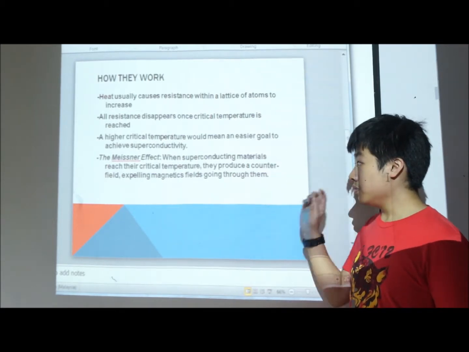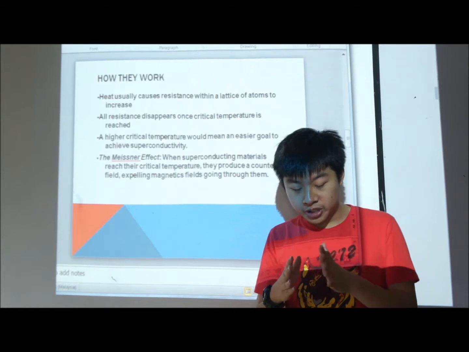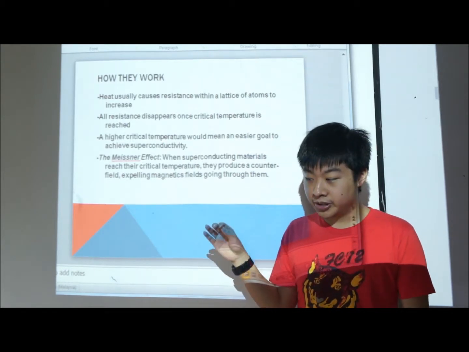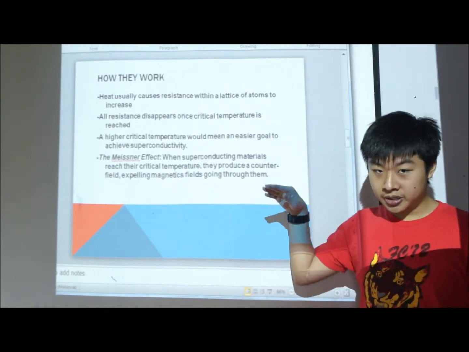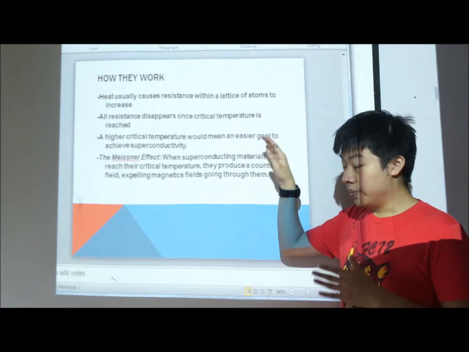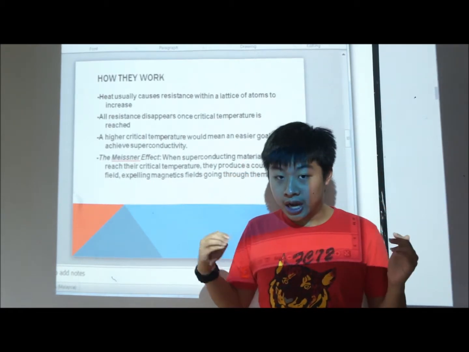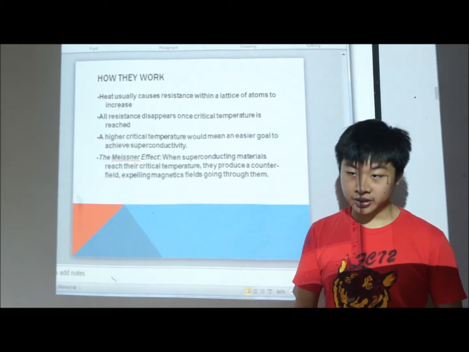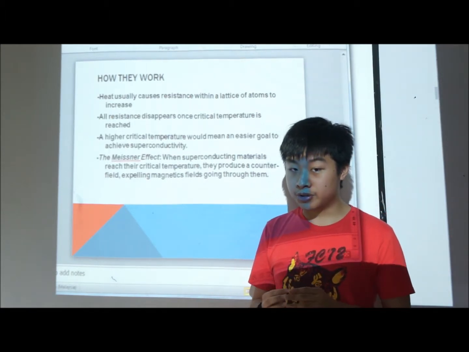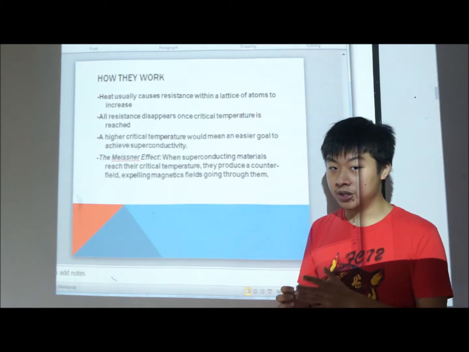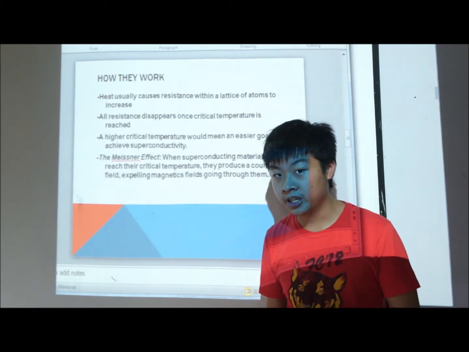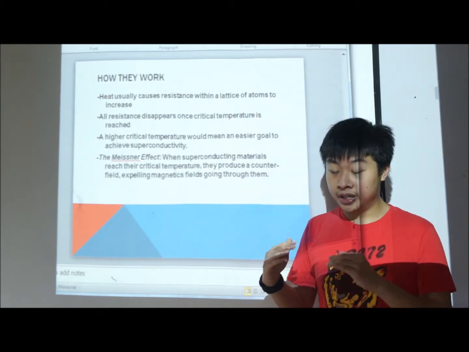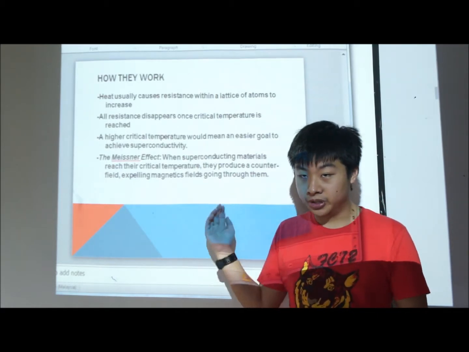Since each material has its own different critical temperature and states, a higher critical temperature, at 130 kelvins, the highest known so far, will make it easier to achieve superconductivity. This is the current goal: to find a material with a high critical temperature.